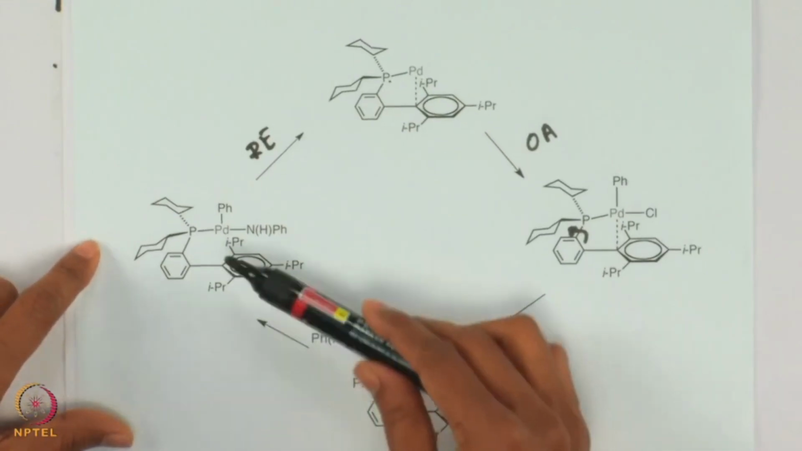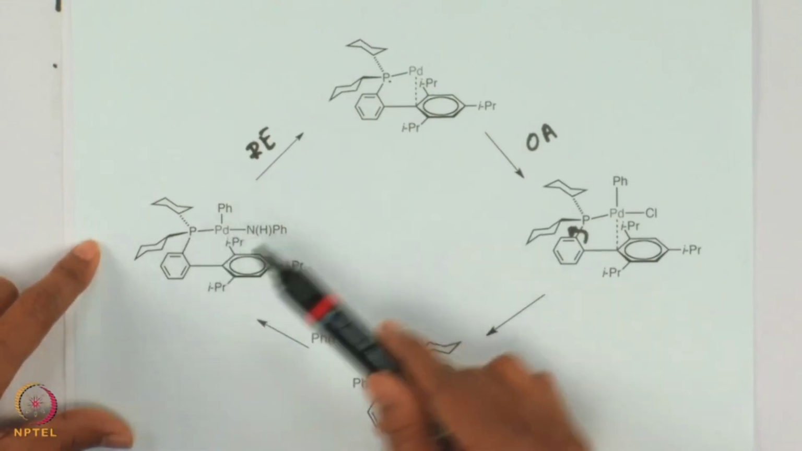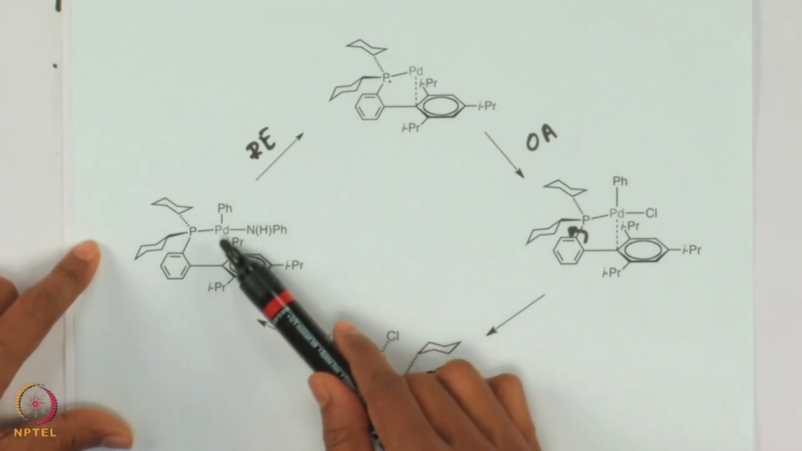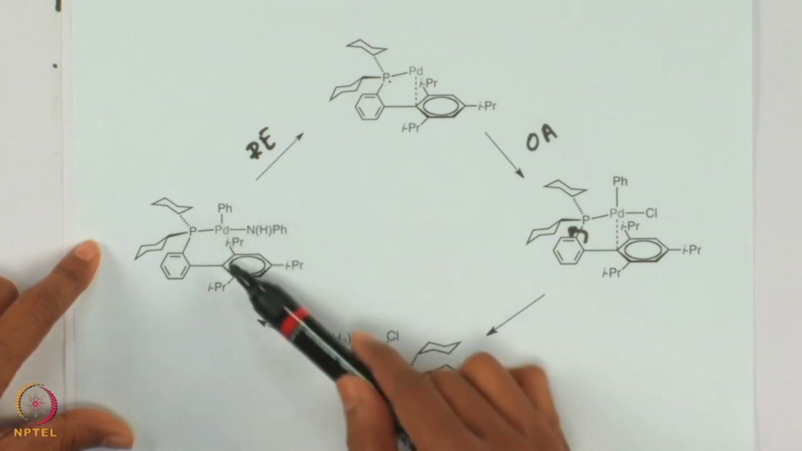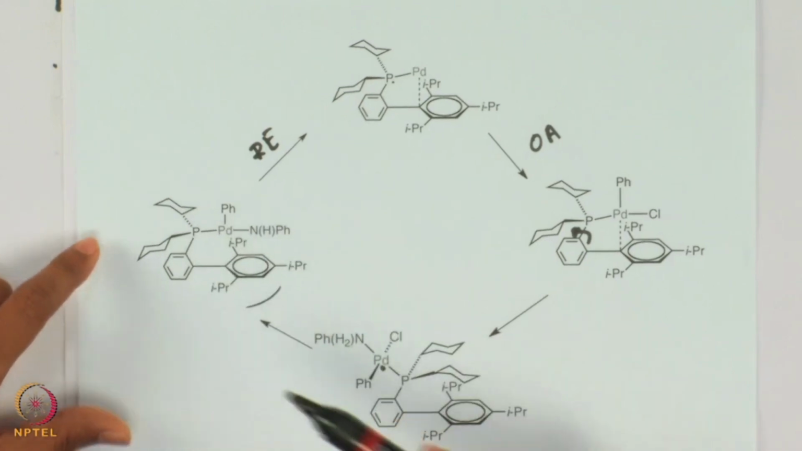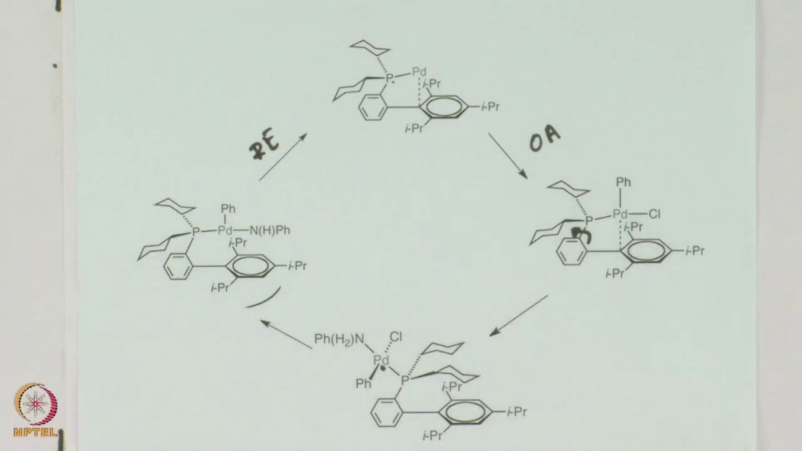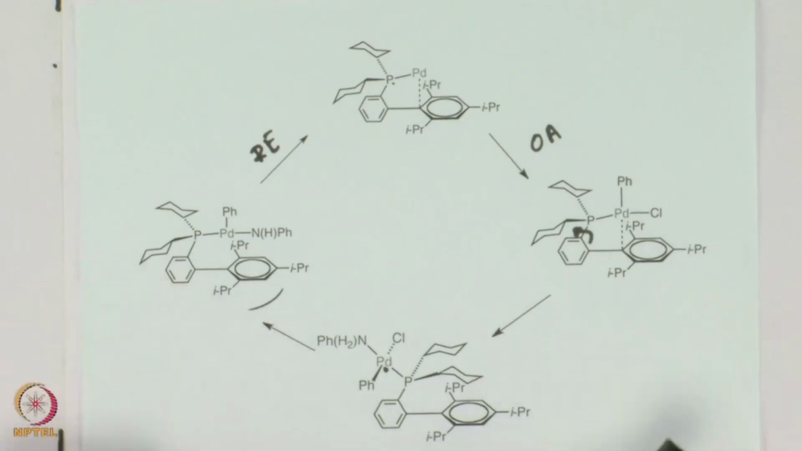So, this is essential for the high efficiency and turnover number for the palladium to come back on this side, and there is enough evidence in support of each of these steps at this point in the literature. Now, if you look very carefully at the step before the reductive elimination, the materials before the reductive elimination.